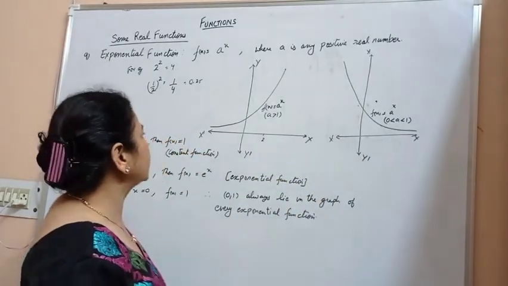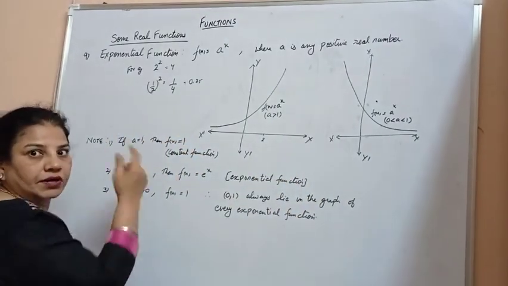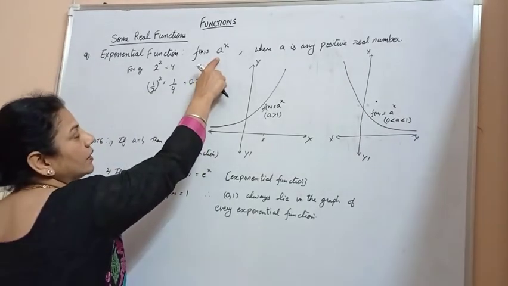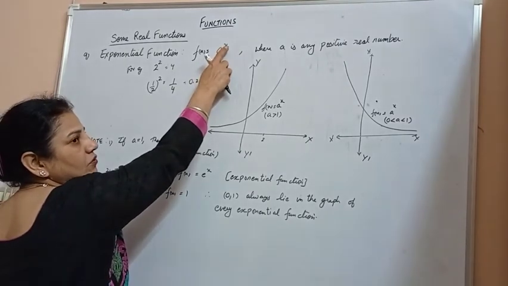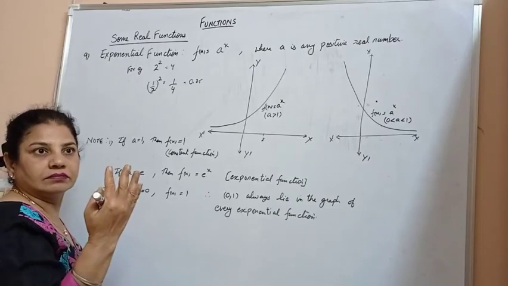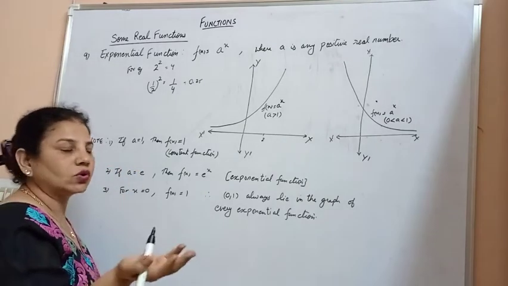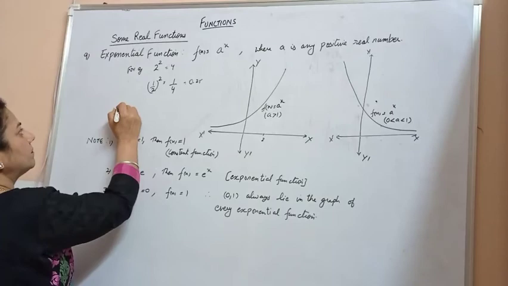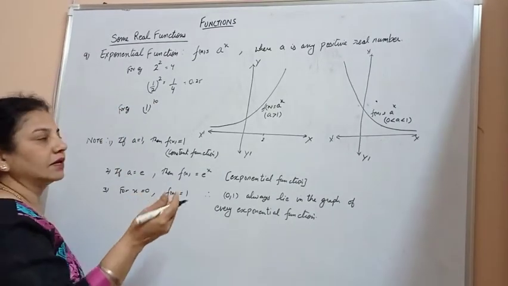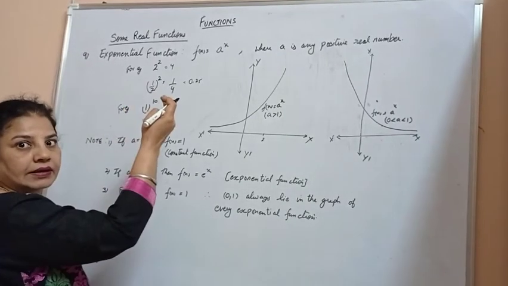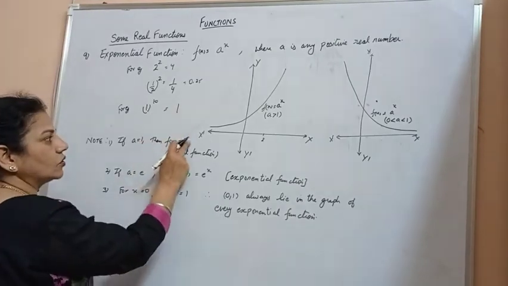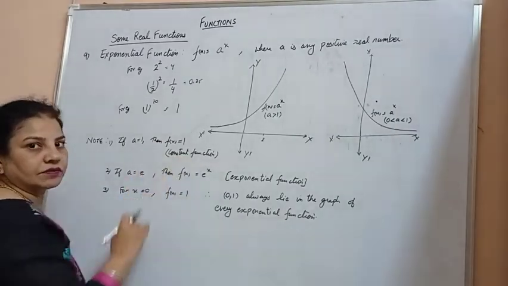Why is it so? Note, if a is 1, what will happen? A is 1, and the power of x is also 1, then the power of 1 is always 1. For example, you can take 1 to the power, say, 10. The x is 10. 1 to the power 10, any power, gives me the result as 1 only. Our f(x) is also 1. So it will be a constant function.